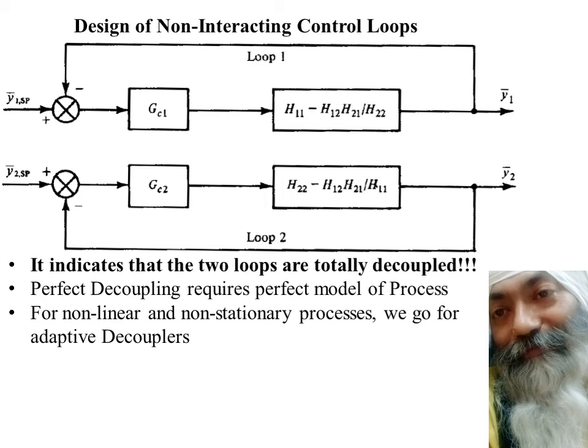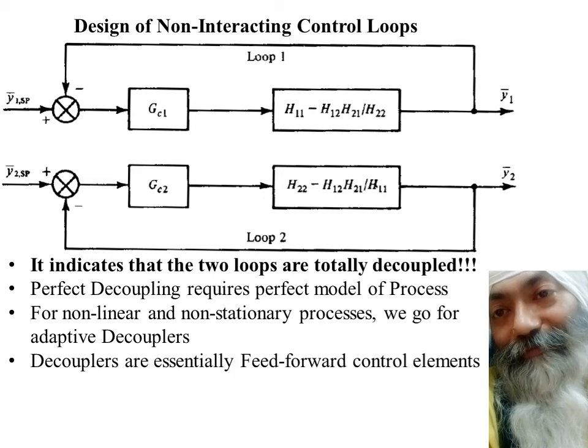So decouplers are no longer static decouplers. It is not that once we have designed it, once we have modeled for it, we are over with it for the lifetime. As these values change, the values of decouplers also change. So you can say that decouplers are also dynamic in nature, or they have to adapt themselves. That is why we say they are kind of adaptive decouplers. And these decouplers are essentially, as I told you earlier, a kind of feed forward control elements.